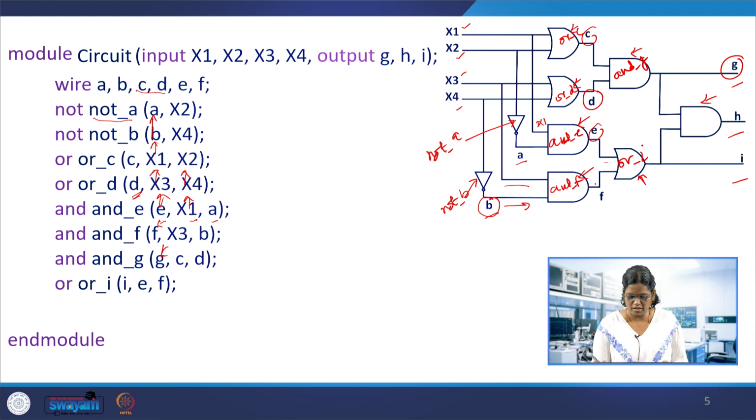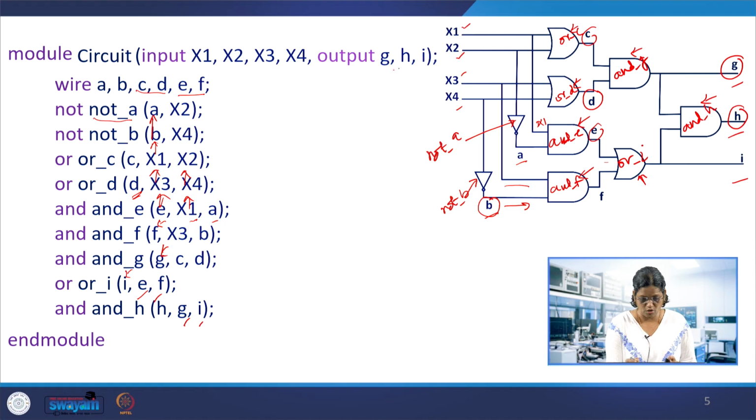So the inputs are E and F, and its output is I. E and F are declared as wires in the structural model, which connect between the two hardware elements. The next one is this AND, AND underscore H, wherein the output is H and the inputs are G and I, which are also declared as outputs.